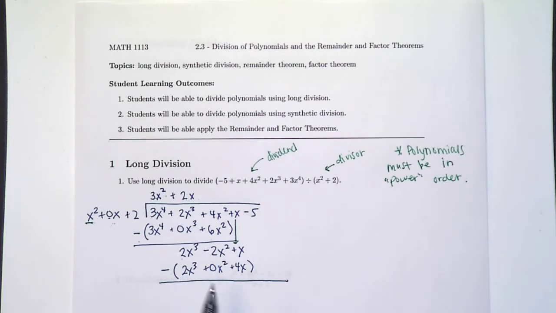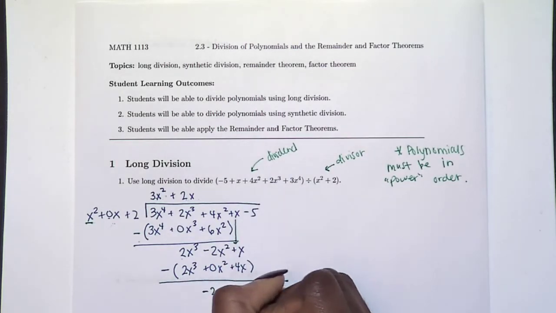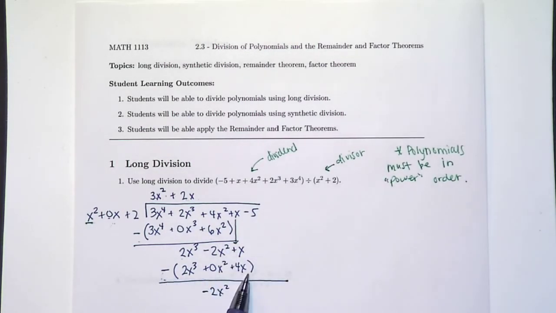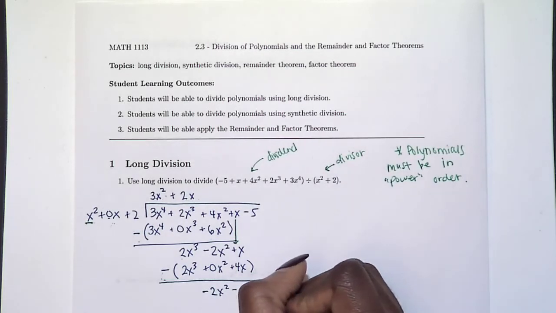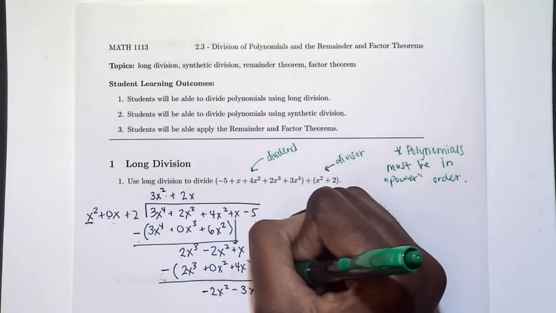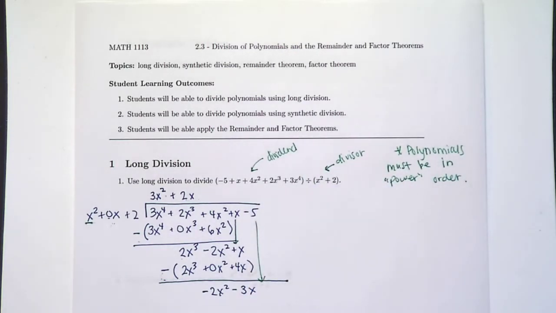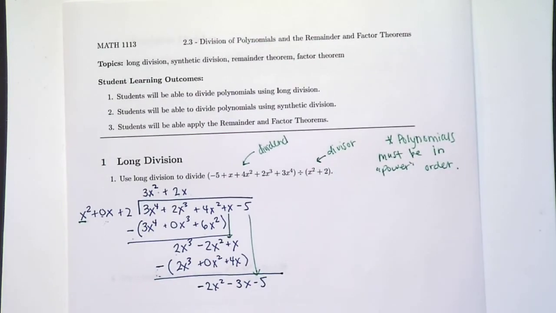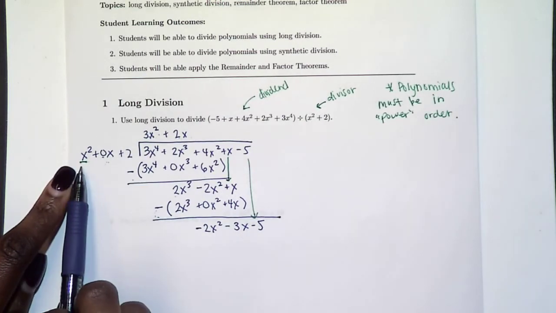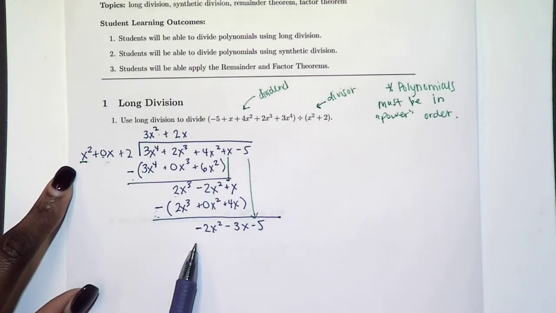All right, so then this is going to come down, negative 2x squared, and then x minus 4x. All right, that's negative 3x. And then we want to bring down our negative 5. All right, then we restart the process. What do we have to multiply x squared by to get negative 2x squared? Well, we just need a negative 2.